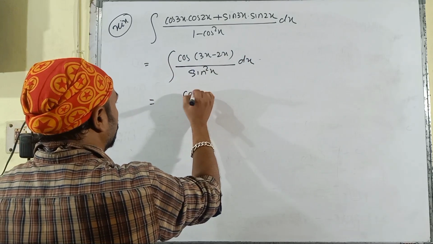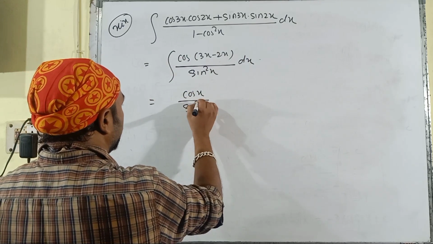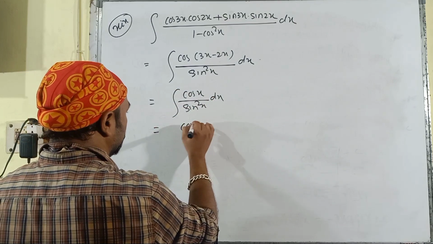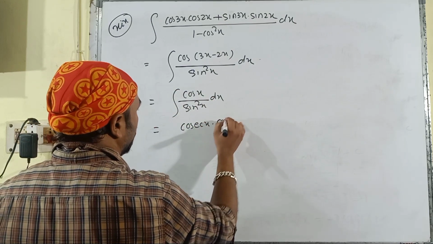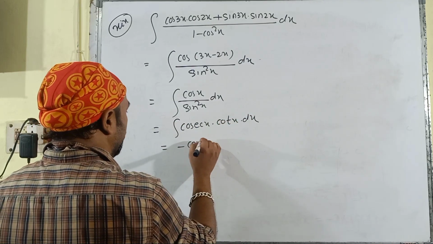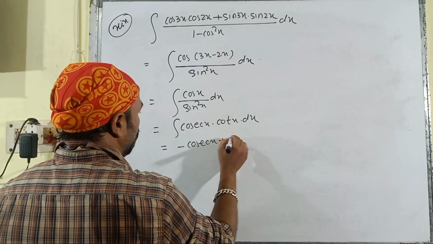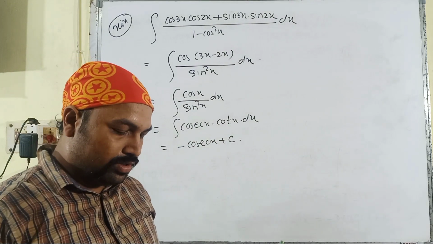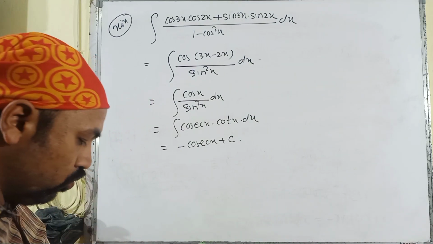Then it will be cos x divided by sin square x. So it will be cosec x multiplied with cot x dx, and the solution will be minus cosec x plus any constant c. Then moving to the last bit of number 2.